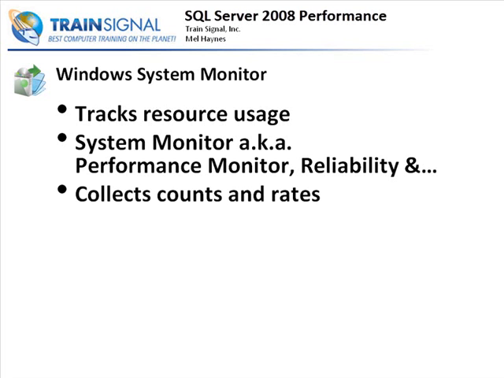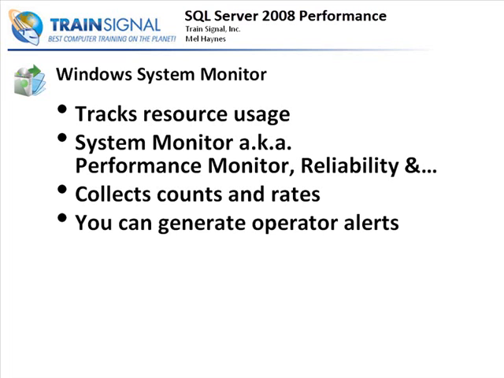System Monitor collects counts and rates rather than data about events. So for example, you'll see things such as memory usage or number of active transactions, maybe the number of blocked locks or your CPU activity are some of the things you're going to typically see with System Monitor. You can also set thresholds on specific counters to generate alerts that will notify your operators.